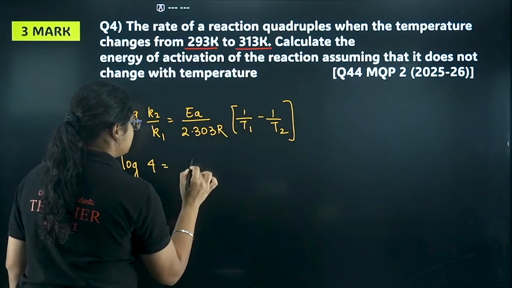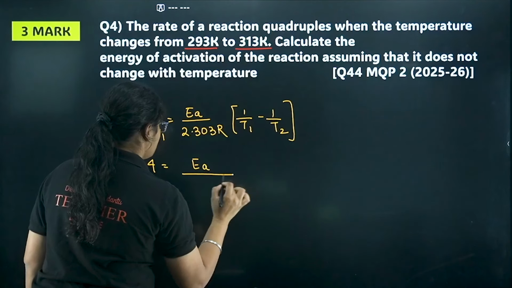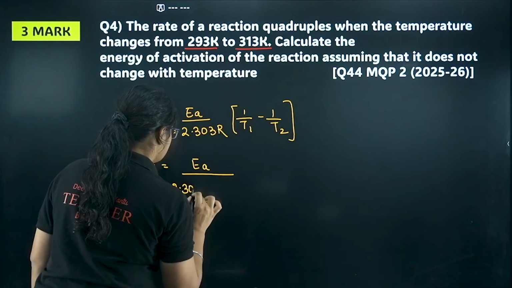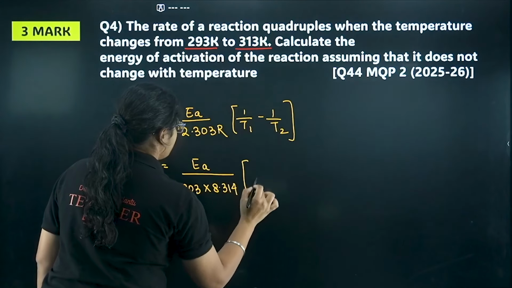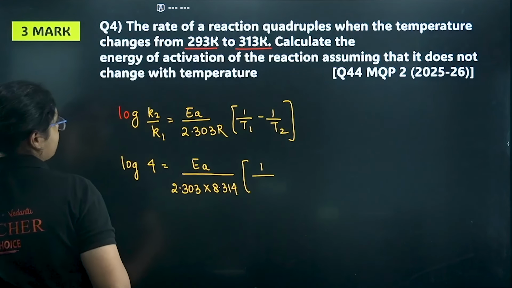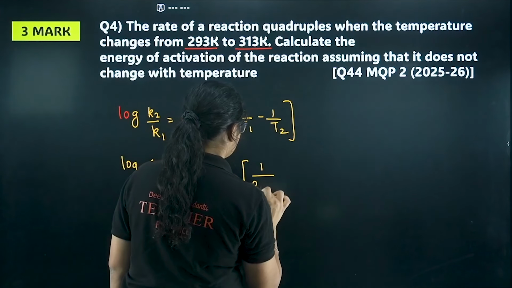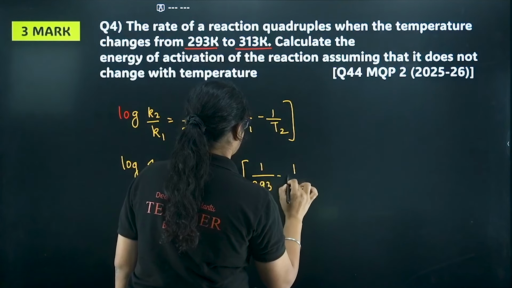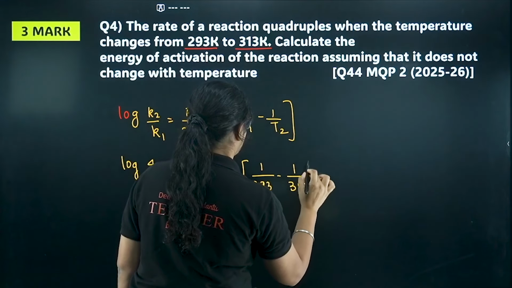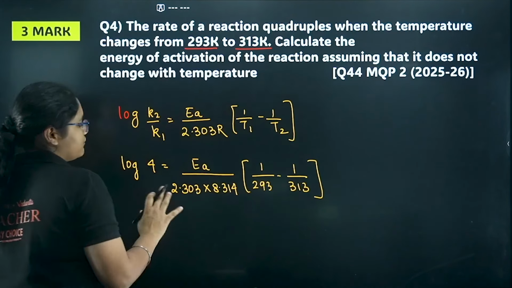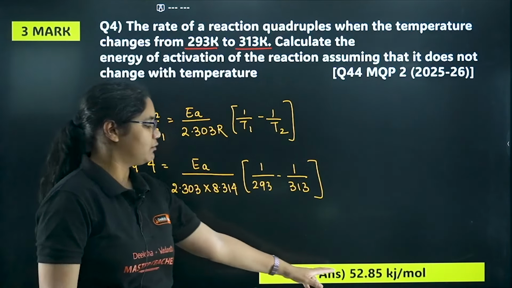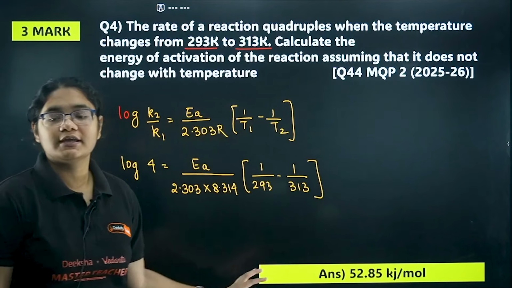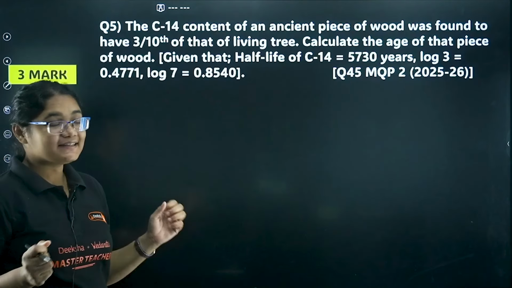Okay. Next, the EA value I have to calculate. Then we have 2.303 into 8.314. Next we have 1 by T1, whose value is 293 Kelvin, and we have 1 by 313 Kelvin. Now we can solve this and calculate the value of activation energy. That will be equal to 52.85 kilojoule per mole. Okay, let's see the next question here.